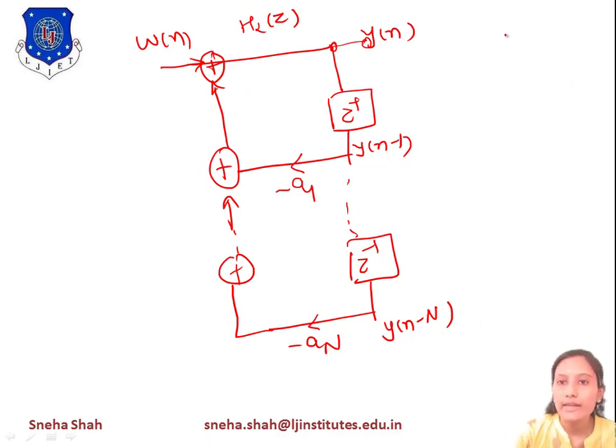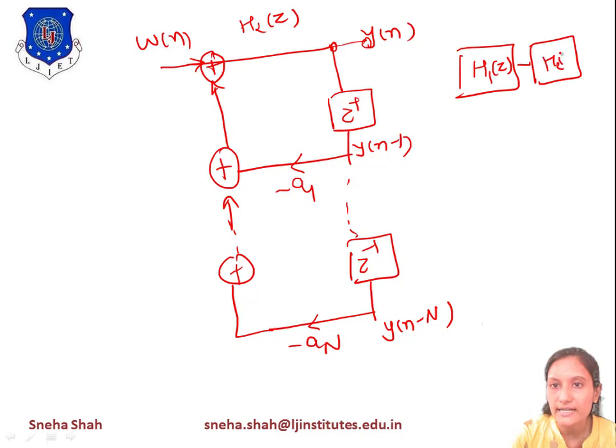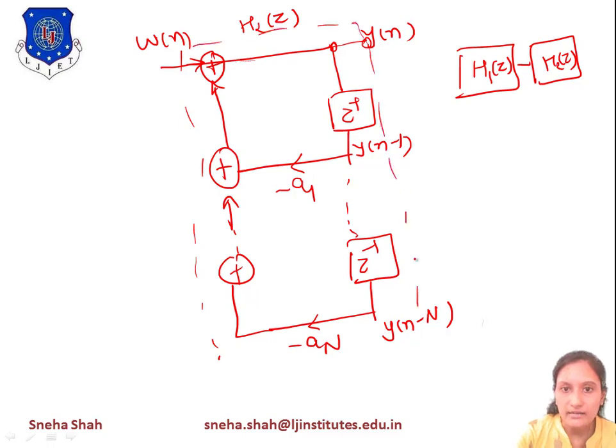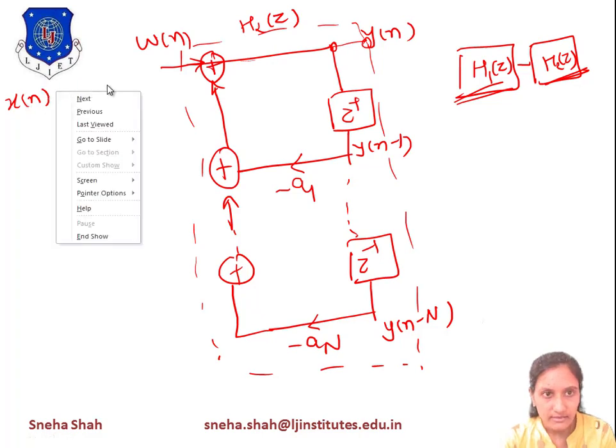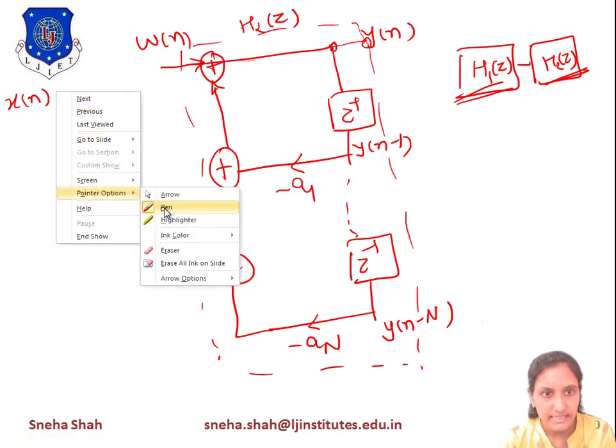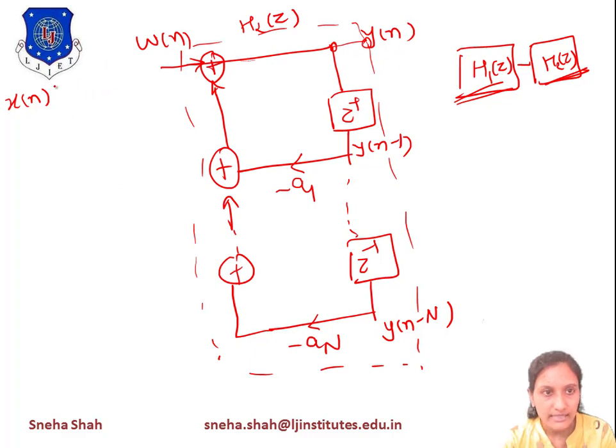Now we have to merge these two terms. h1 of z, the output of this will be given to the h2 of z, right? So this one is h2 of z, this one is h2 of z, right? So before h2 of z we have to put h1 of z. So over here I will draw the h1 of z. So x of n, as we have already derived h1 of z, I will redraw it over here.